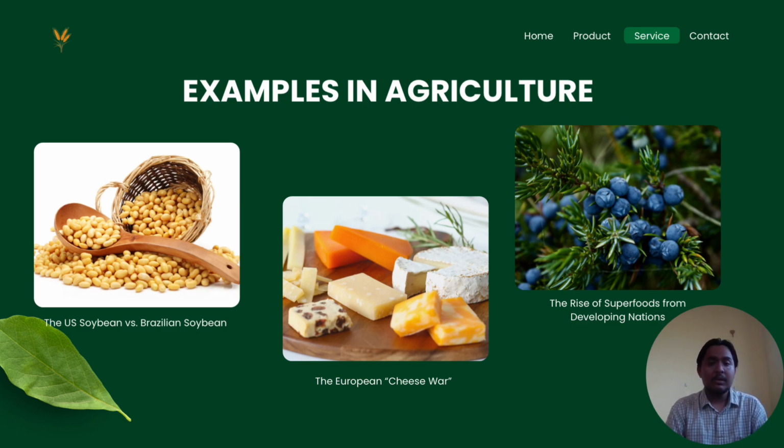The third example is the rise of superfoods from developing nations. The global demand for superfoods like quinoa from Bolivia and Peru, acai berries from Brazil, and teff from Ethiopia has been fueled by trade. This competition has provided immense economic opportunities for farmers in these countries, but it also presents challenges such as ensuring the local population can still afford these traditional foods.